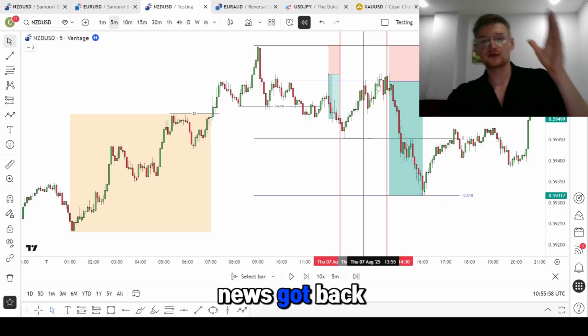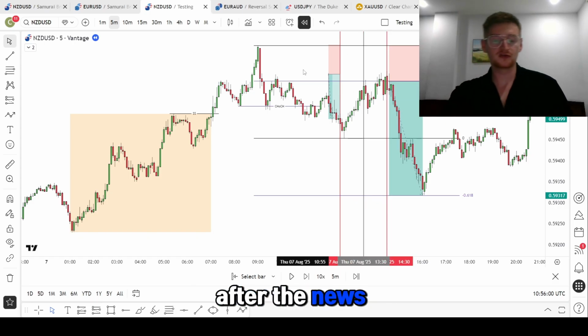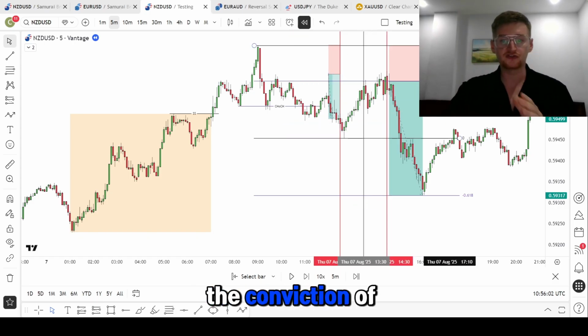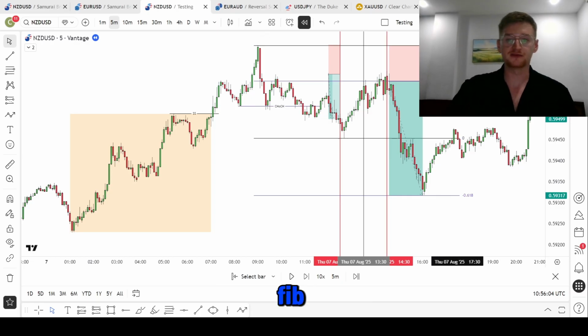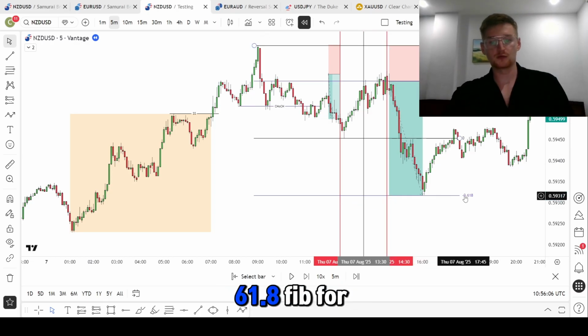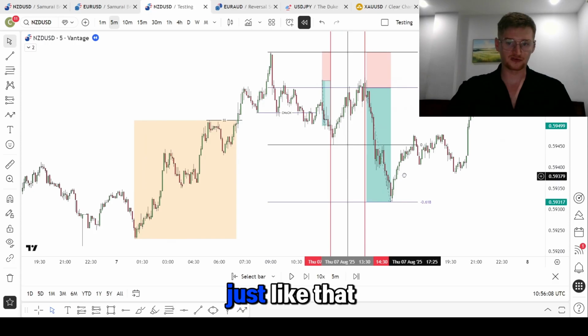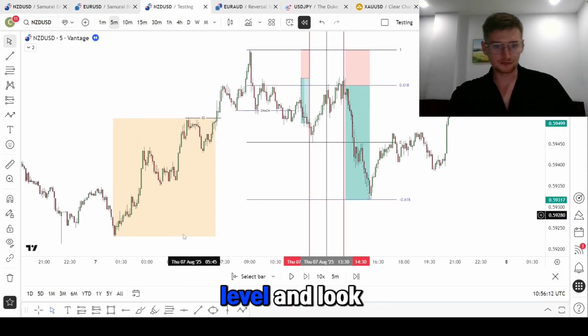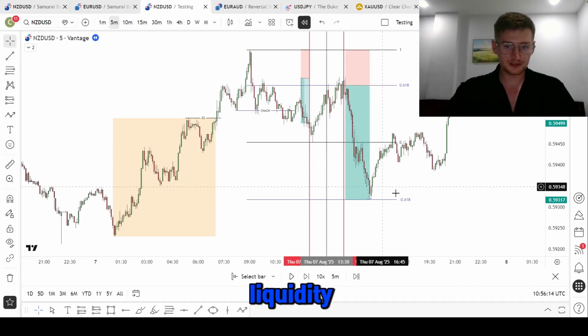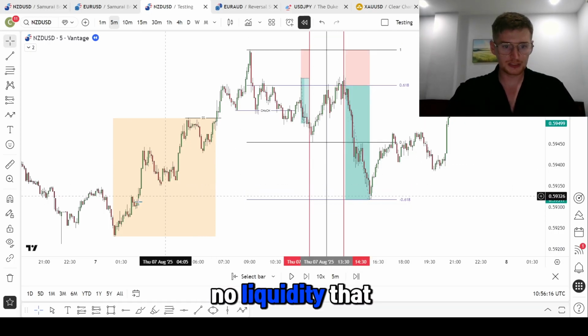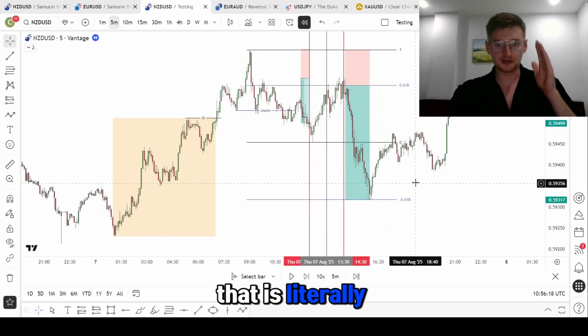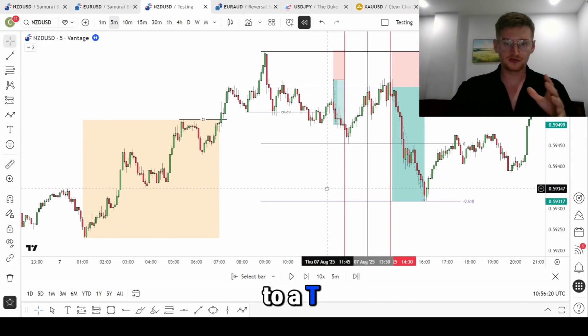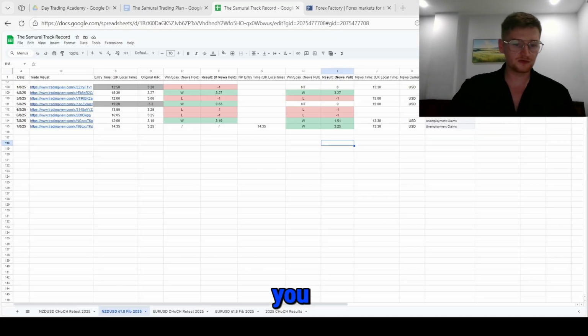Pulled due to news, got back in after the news, and it really shows the conviction of using the 61.8 fib for the pullback and the 61.8 fib for the extension, just like that. And look at that for a sniper exit. Now price has bounced exactly off that level, and look, that weren't no liquidity that swept. That is literally fib level logic to a T. So yeah, just thought I'd share that one with you.